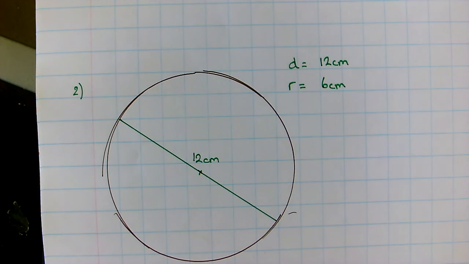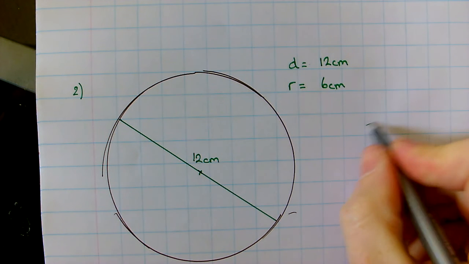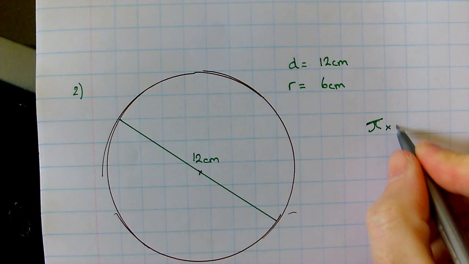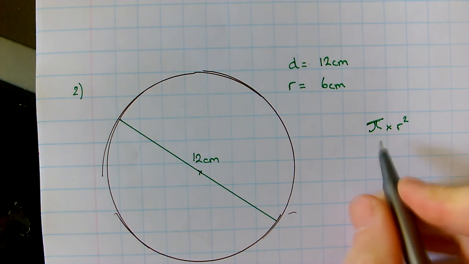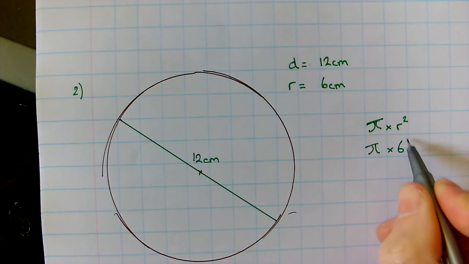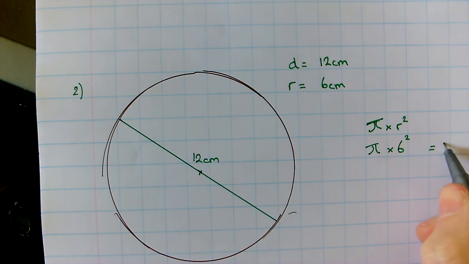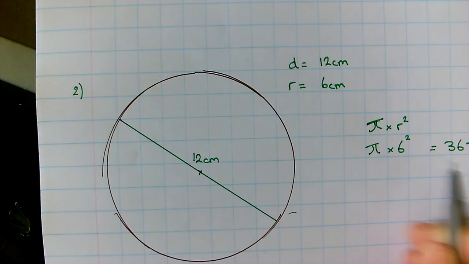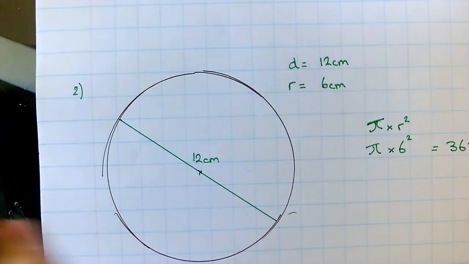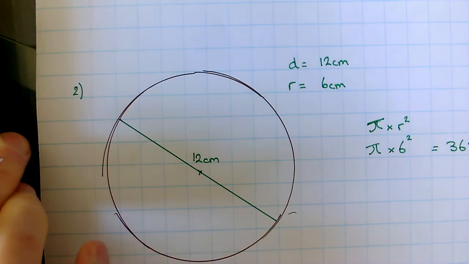So step 1 complete. We've written down the diameter, we've written down the radius. We're trying to find the area, so I need to write down the formula for the area, which is pi times the radius squared. So let's swap out my r for the actual value, which is 6, so pi times 6 squared, which if I type into my calculator now would be 36 pi. 6 squared is 36, and pi is 3.14 to 2 decimal places, and it is always 3.14 to 2 decimal places.